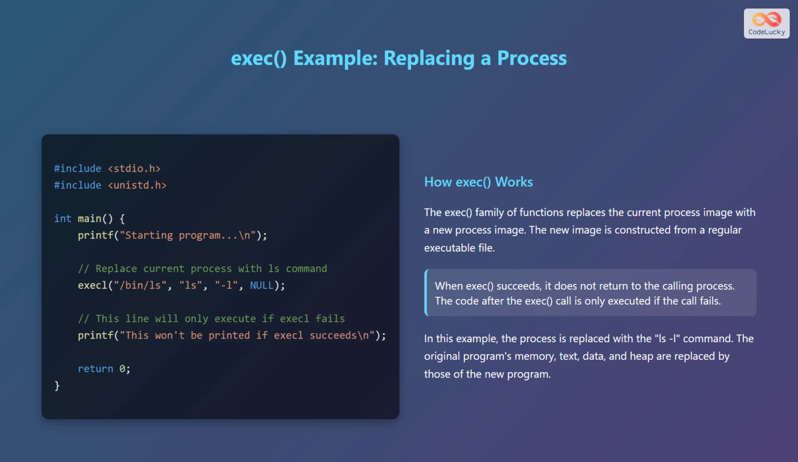Let's delve into an example of using the exec function in a C program. The exec family of functions replaces the current process image with a new process image, and the new image is constructed from a regular executable file.